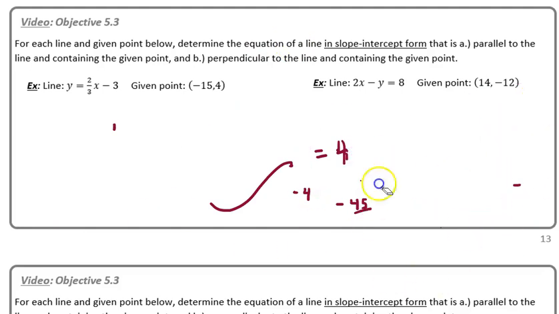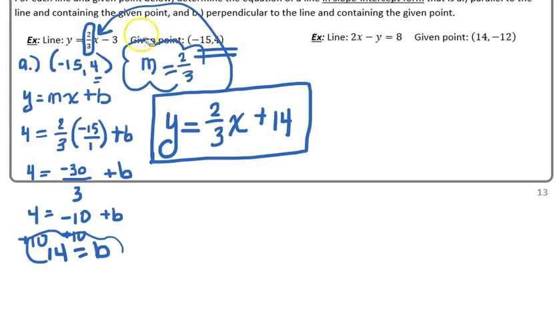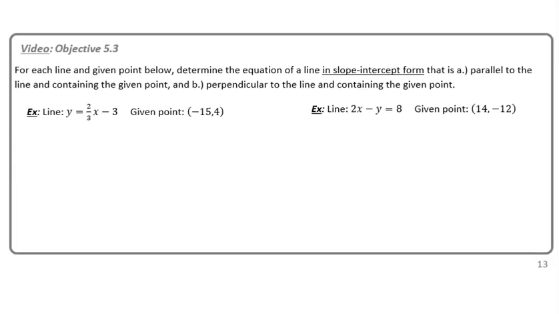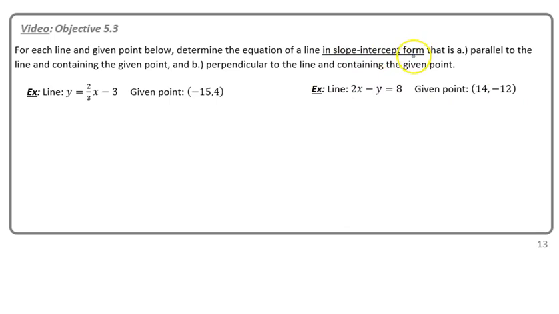All right, so let's go back and do the second example. Second example, we've got an equation 2x minus y equals 8, and it contains the point (14, -12). So we are going to find the equation in slope-intercept form of the line that is parallel to this one and contains this point, and then later we'll do b. It's going to be perpendicular to this line and contain that point.